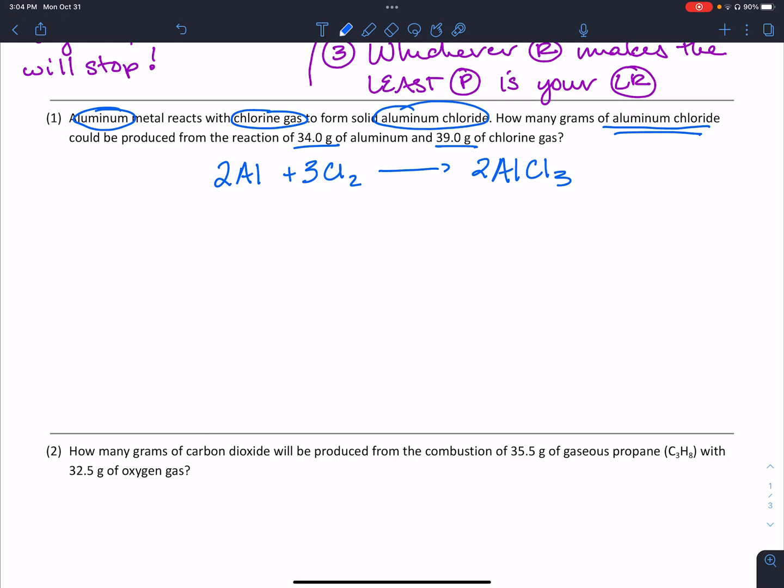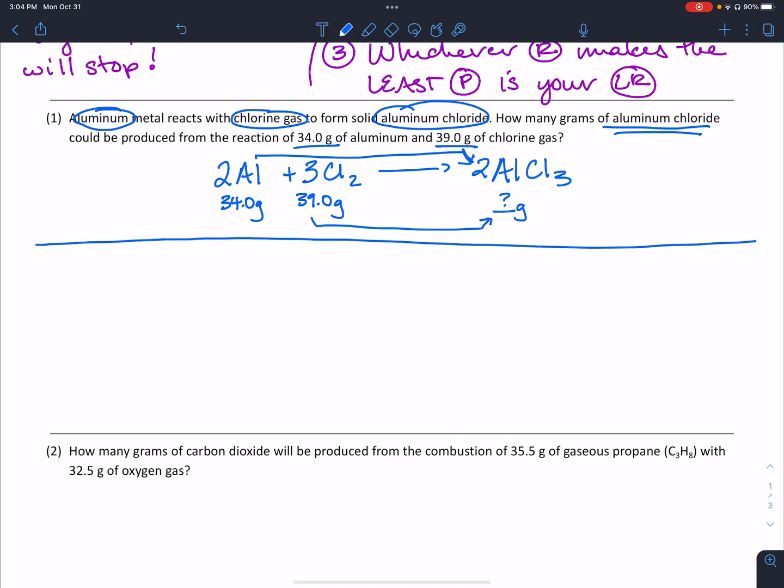All right, now I always write what I've been given underneath the different components because this helps me recognize that I have a limiting reactant problem. If you've been given amounts of more than one of your reactants, you have to identify the limiting reactant. All right, so first I'm going to calculate the amount of AlCl3 my 34 grams of aluminum can make. Then I'm going to repeat, but I'm going to start with my chlorine. All right, so let's draw this. Okay, I'm going to start with my aluminum.